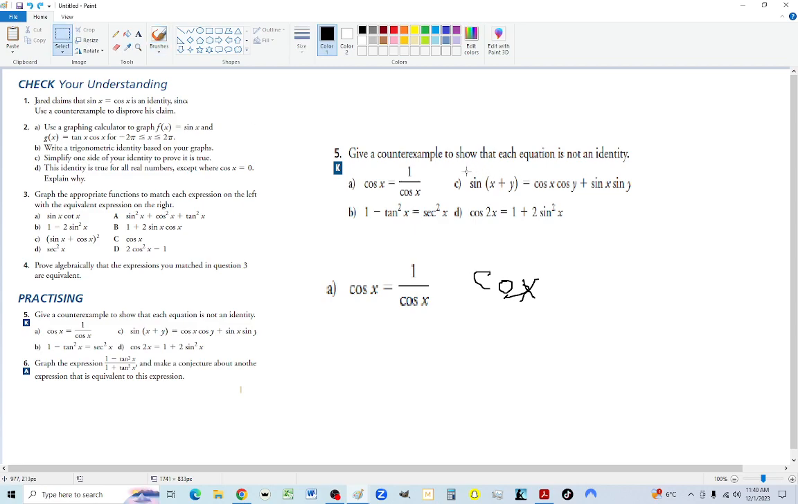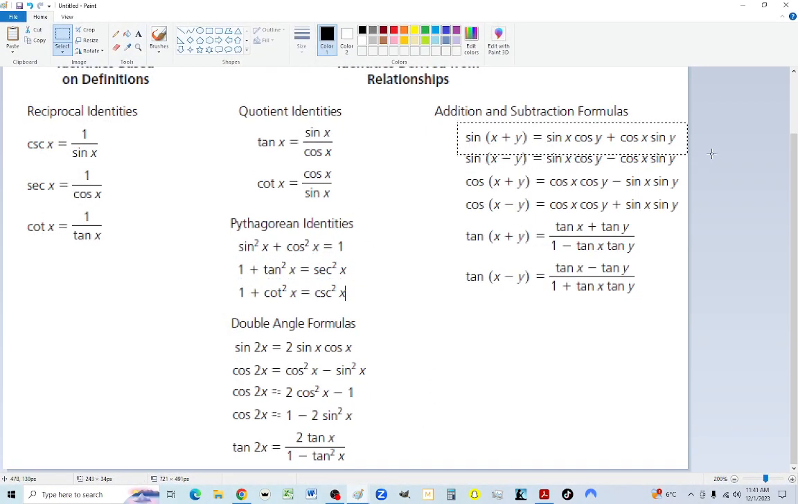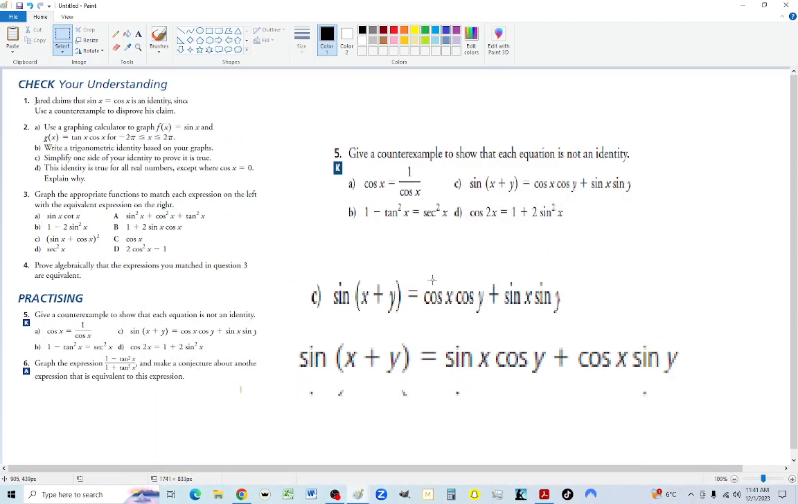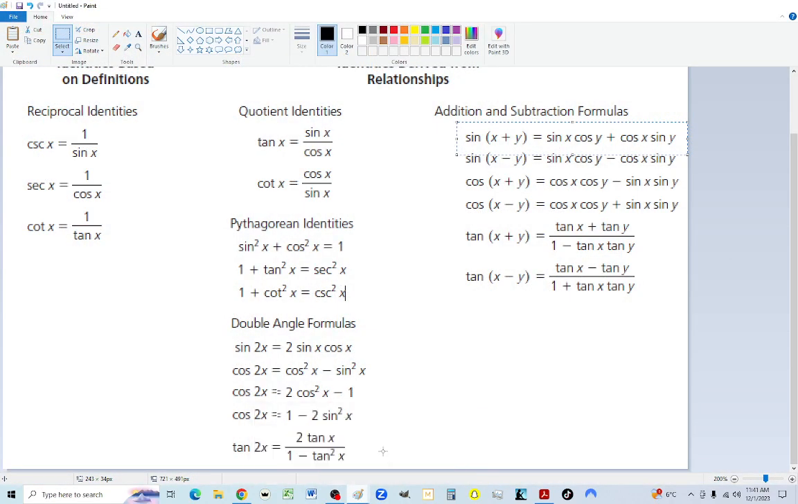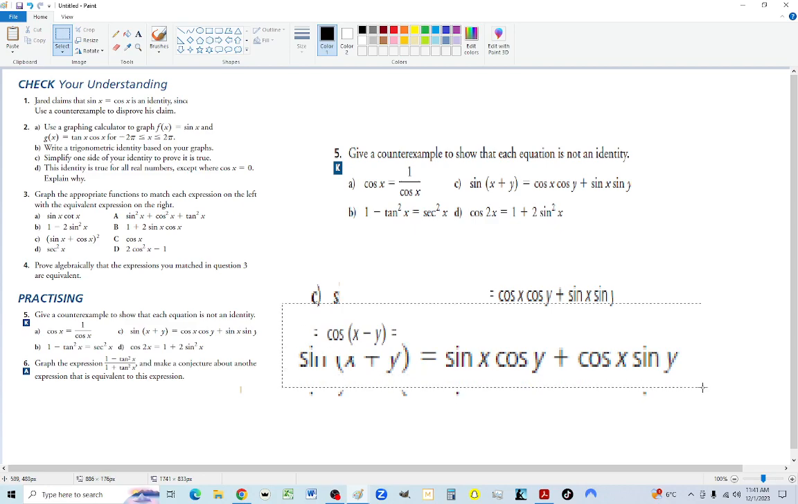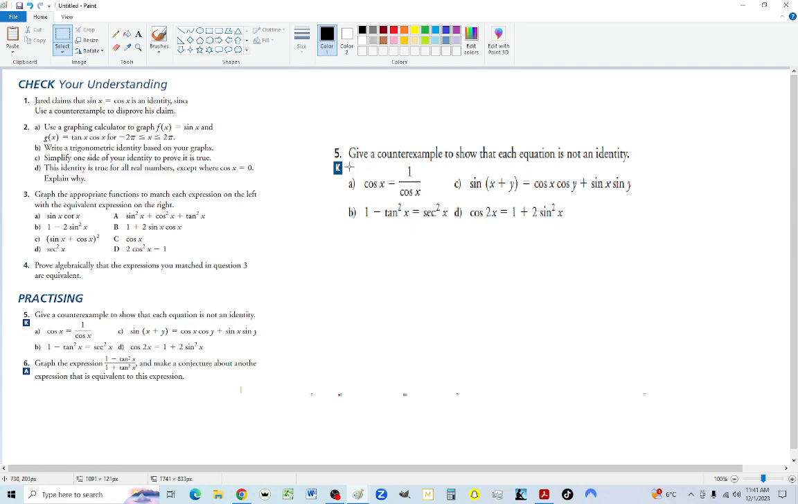As well, this cannot be truth because we've already been given as a truth in the addition formulas that this is truth. Well, if this is truth, this cannot be. This cannot be. We've also seen in the addition formulas that this is actually this right here. That is actually this right here. Well, if that is cos x minus y, it cannot be the same as sine x plus y. So those are disproven truths.